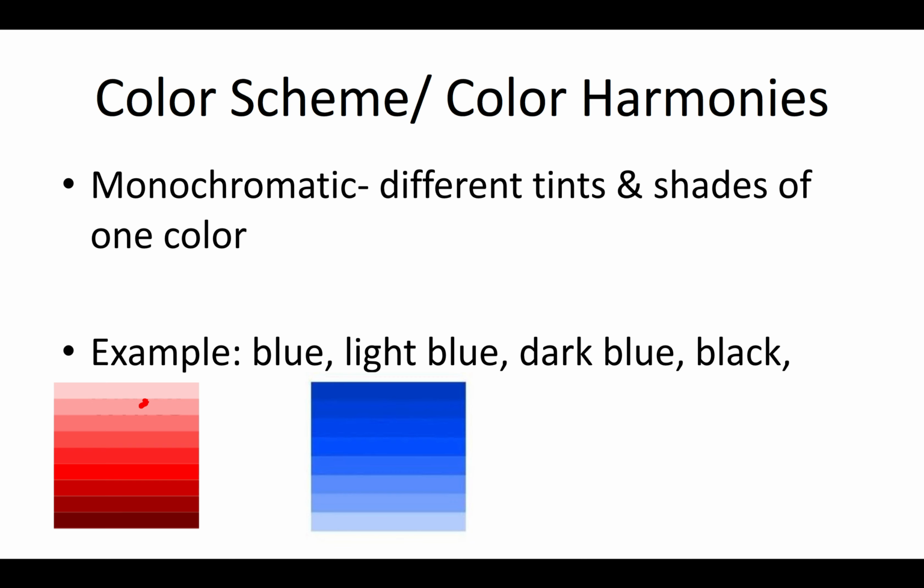Different color schemes. Monochromatic. A monochromatic color scheme is different tints and shades of one color. So down here are examples of 2 different monochromatic color schemes. This is a blue monochromatic color scheme, and this is a red monochromatic color scheme because it uses different tints and shades of one color. So the lights and darkness of one color.